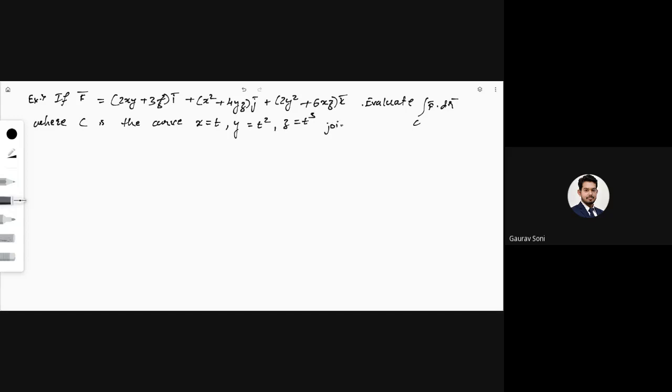Joining the points 0, 0, 0 and 1, 1, 1. Do it. Within 2 minutes, this has to be solved. Check it if you can do it, or else I'll go to the next topic.